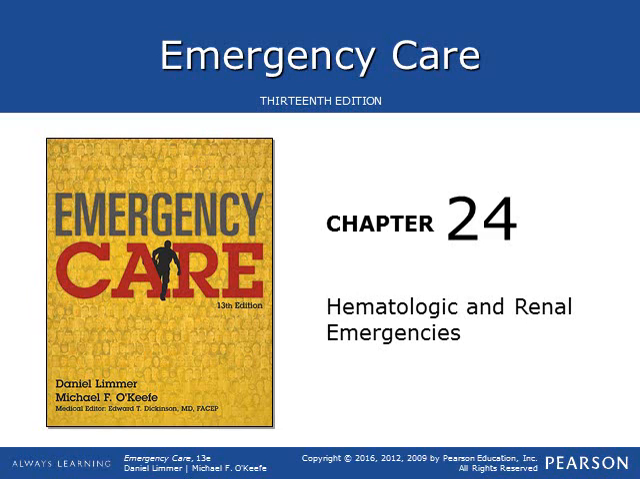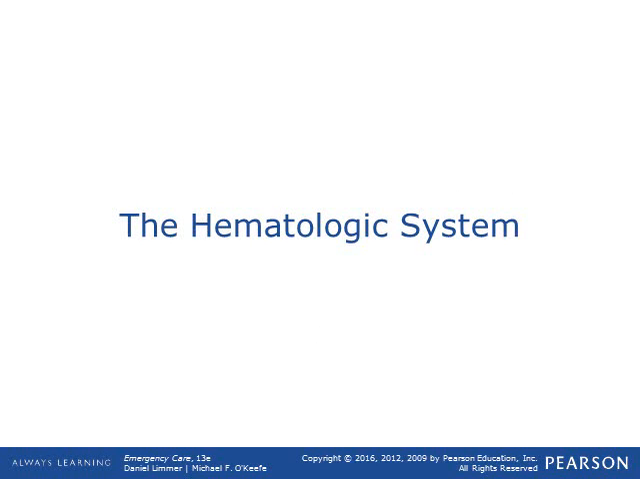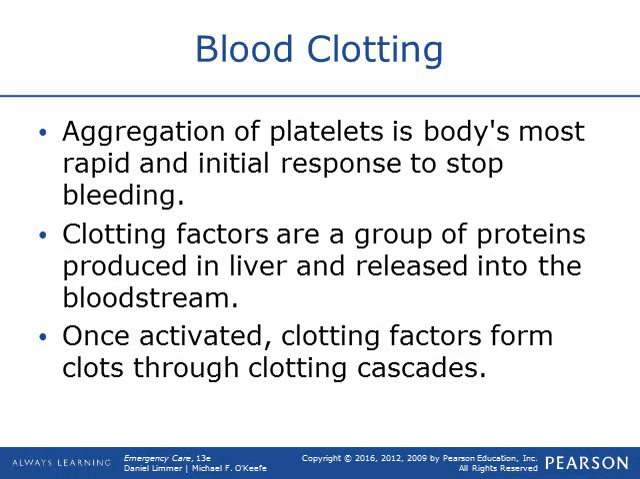Chapter 24 covers hematologic and renal emergencies. First, we'll talk about the hematologic system. First part, blood clotting. Aggregation of platelets is the body's most rapid and initial response to stopping bleeding. That is the clotting process.